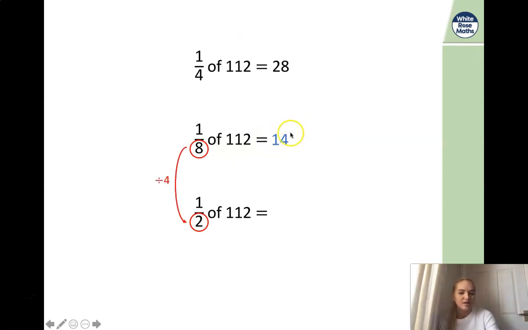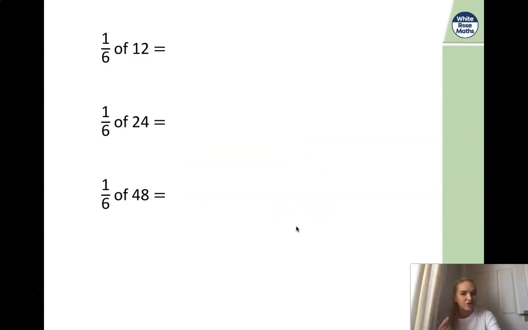So then what do we do to this number? Do we divide by 4 again? No, we don't. We multiply it by 4, don't we? We multiply it by 4. So 14 multiplied by 4 is 56. And you can see the relationship there.